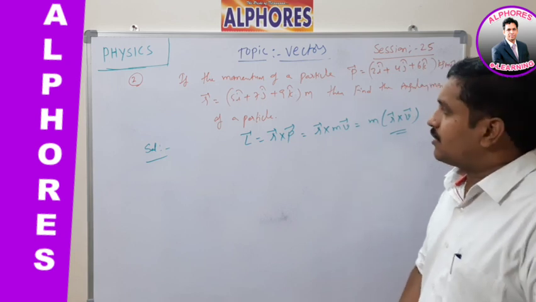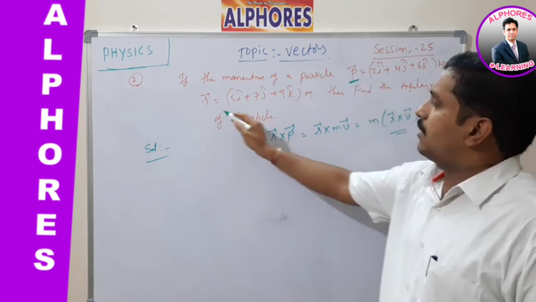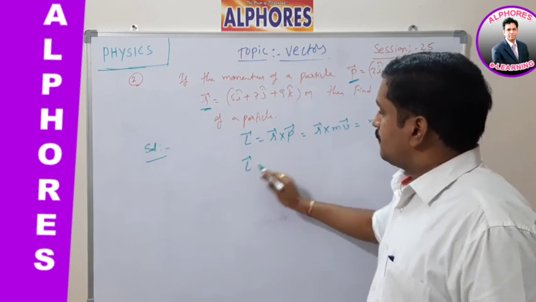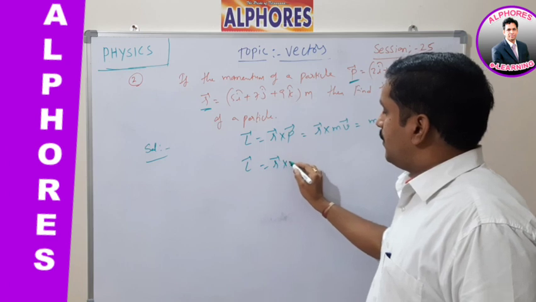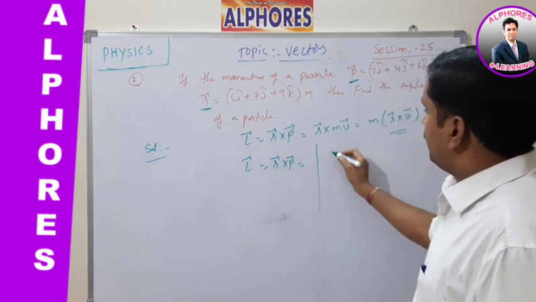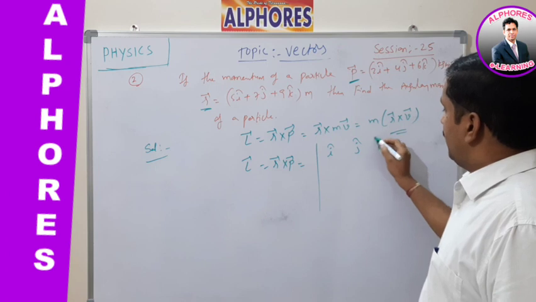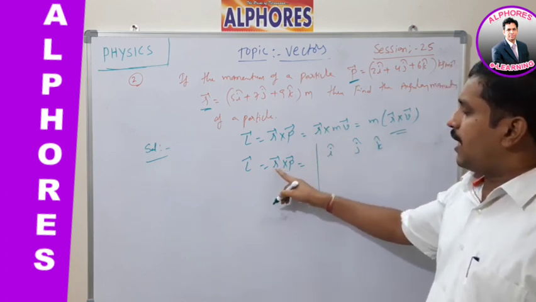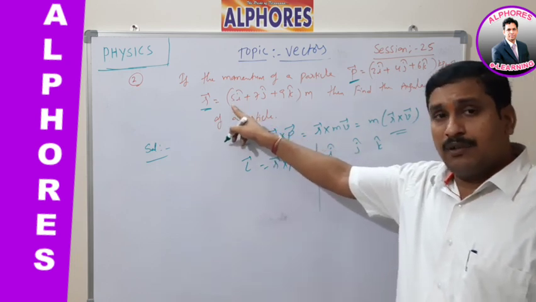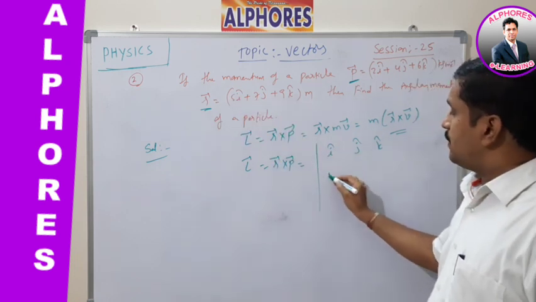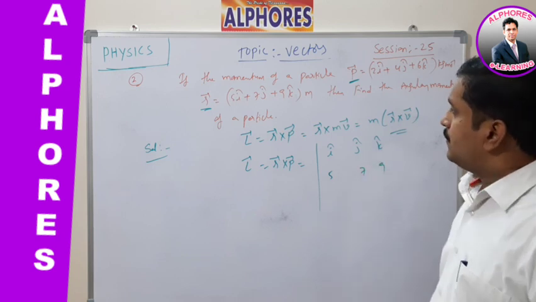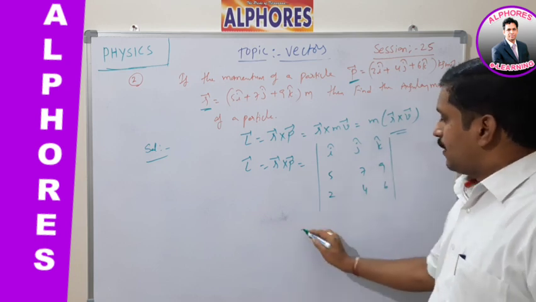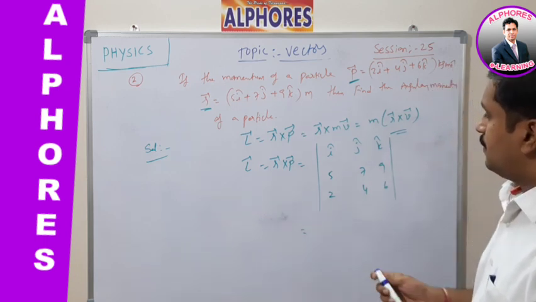In this problem I am giving the momentum vector and position vector. What is the formula here? Again L bar is equal to r bar cross p bar only. So in order to solve this, let us say i cap, j cap, k cap, and we have to find r bar cross p bar. First of all you have to substitute the coefficients of r bar only, that is 5, 7, 9. Again, what are the coefficients of p bar? 2, 4, 6.